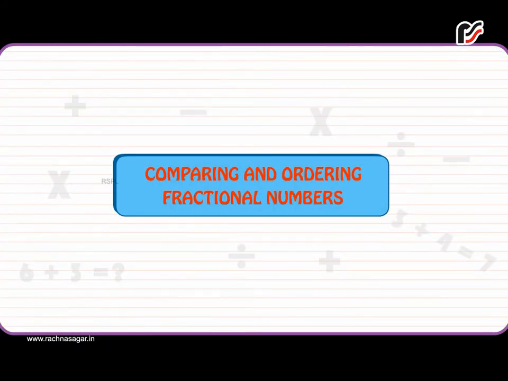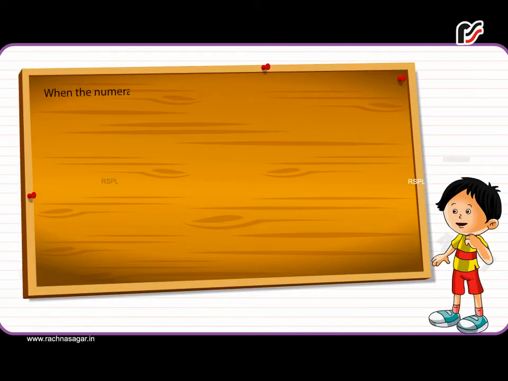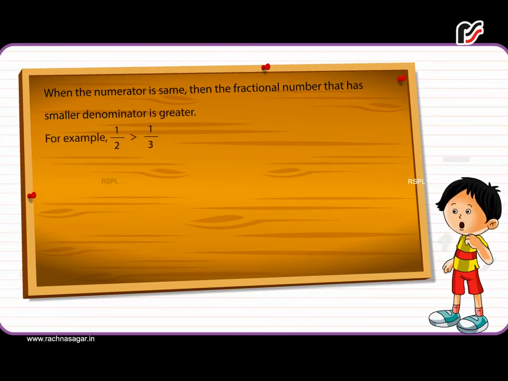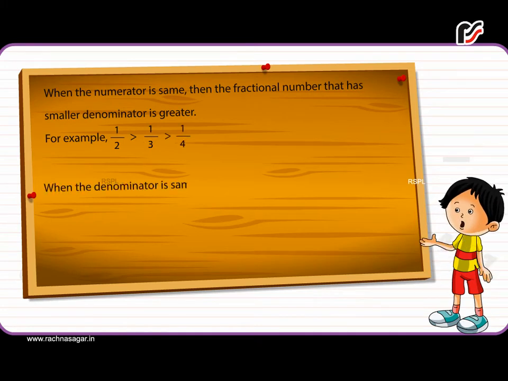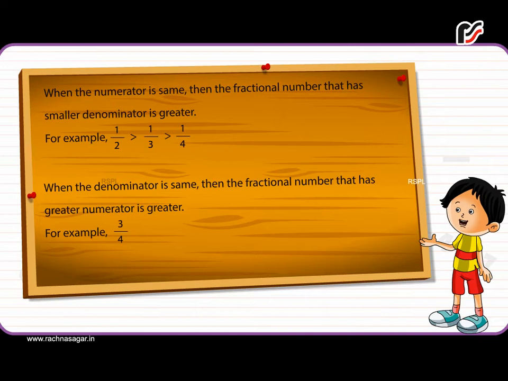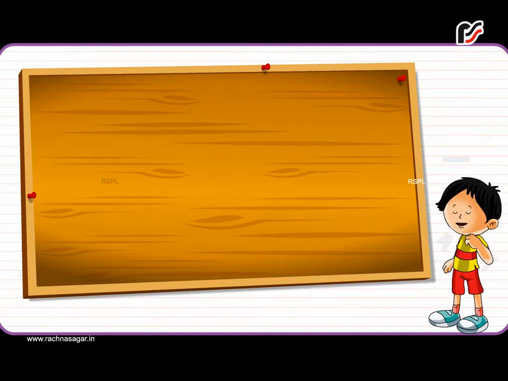Comparing and ordering of fractional numbers. When the numerator is the same, then the fractional number that has the smaller denominator is greater. For example, 1 by 2 is greater than 1 by 3, which is greater than 1 by 4. When the denominator is the same, then the fractional number that has the greater numerator is greater. For example, 3 by 4 is greater than 2 by 4, which is greater than 1 by 4.